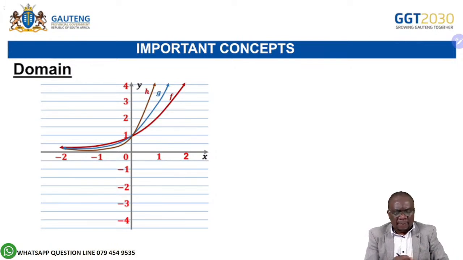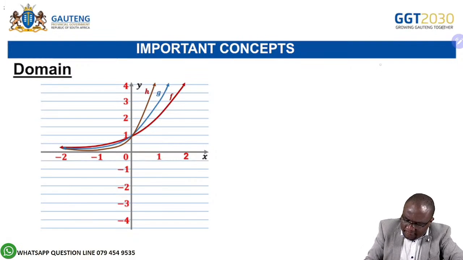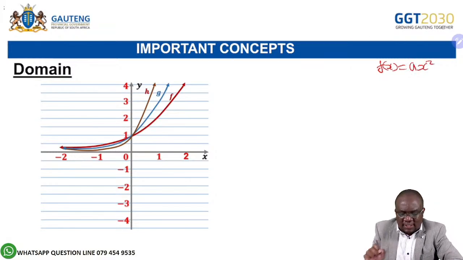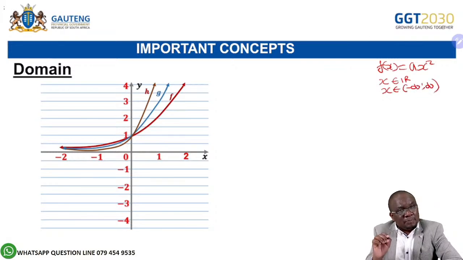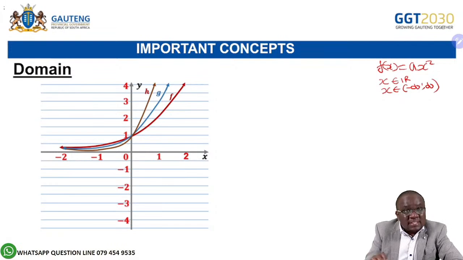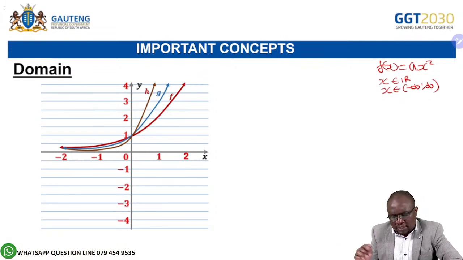For the exponential function. Okay, so we said for the graph of the form f of x is equal to ax squared, what was the domain for this? We said x is an element of real numbers, or we say x is an element of negative infinity to infinity. Remember that? That is the parabolic function. And then these are the domains.